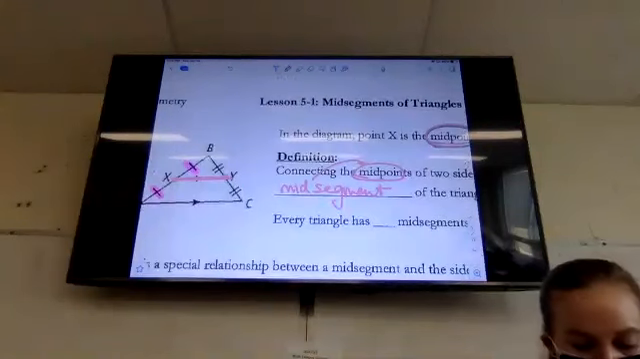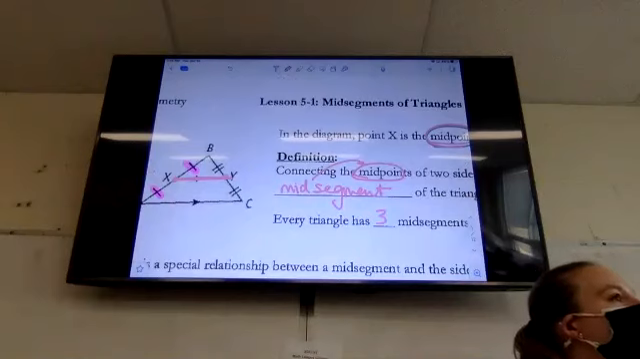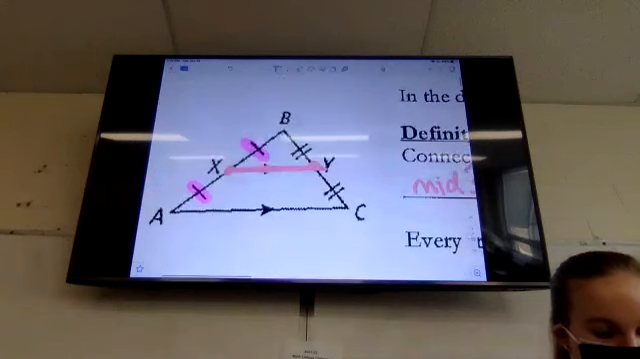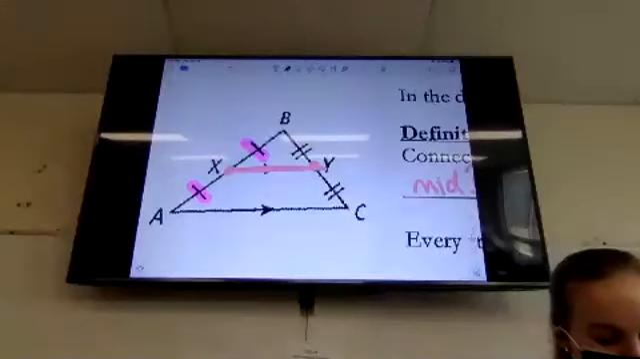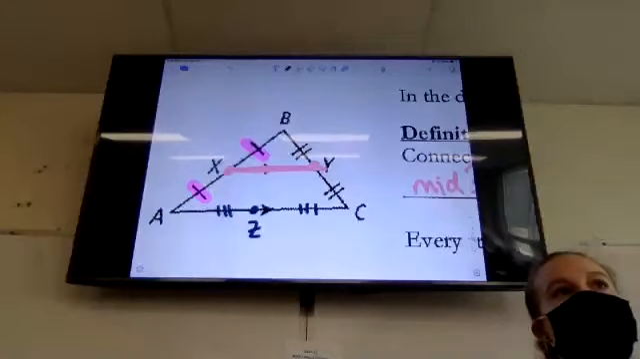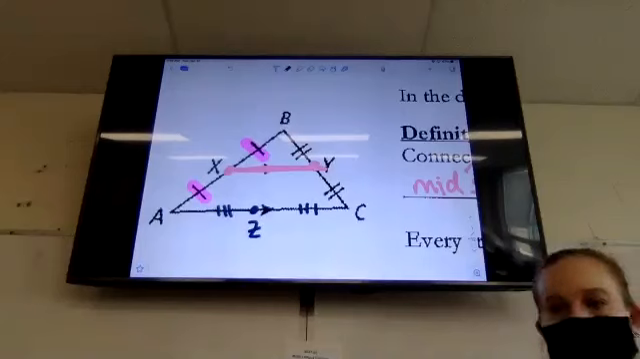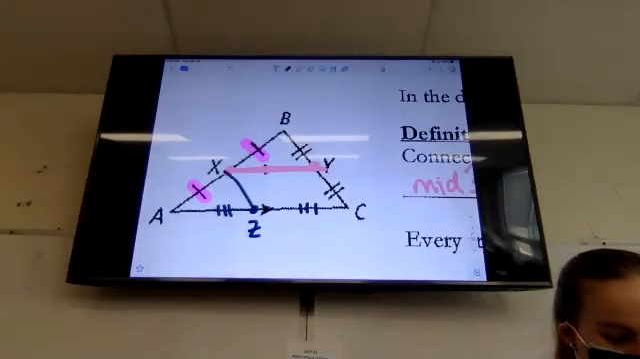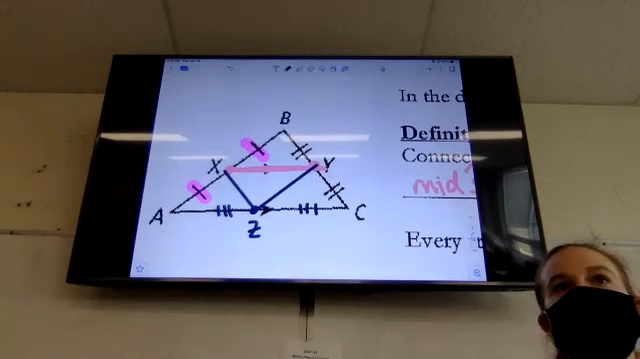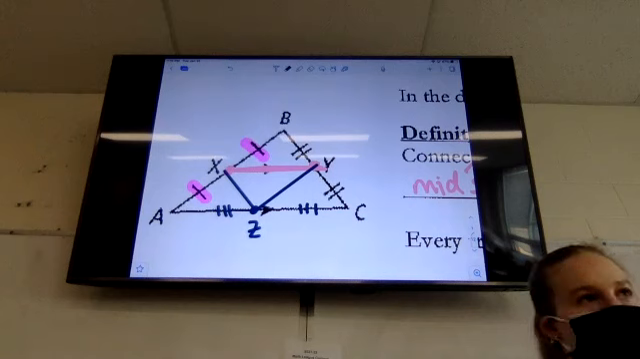Every triangle is going to have a total of 3 midsegments. I only have one drawn, but I can draw another one. Let's see if I draw the midpoint for AC. Let's say that's right about here. That is congruent to that. Maybe we'll call that Z. XY was a midsegment. XZ is a midsegment. And YZ is a midsegment. So every triangle has a total of 3 midsegments inside.